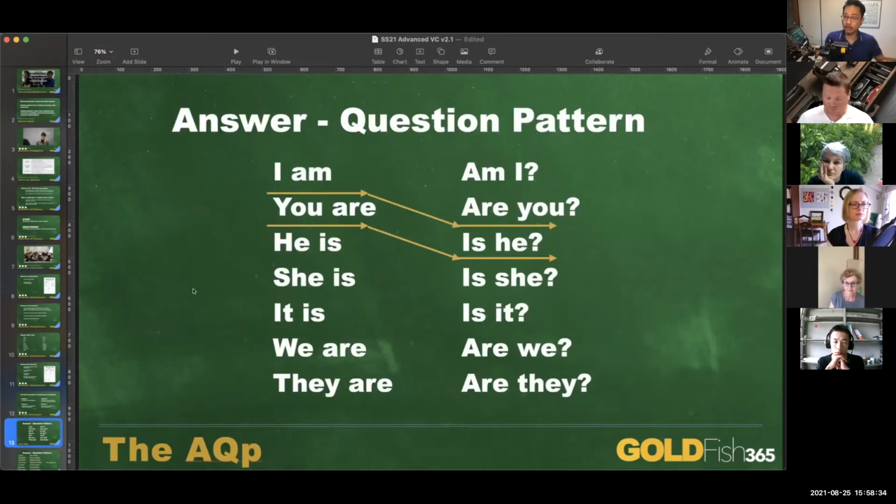So now what is this thing called the AQP? Okay, now I'll probably need someone to help me demonstrate this, but most of you have already seen this. Now, the AQP itself can be preceded simply by simple conjugation.